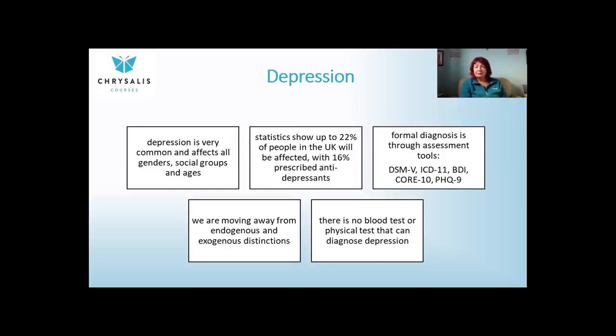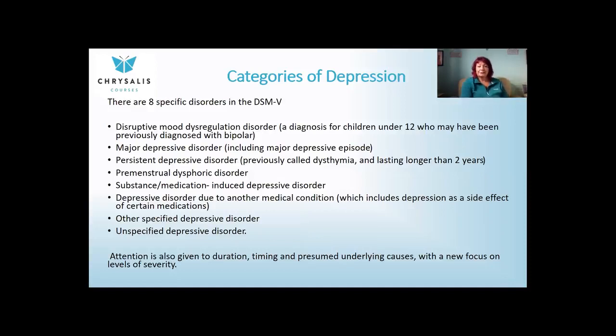So let's look at some of the categories. And there's 8 specific disorders in the DSM-5. So I'll just go through these. So disruptive mood dysregulation disorder. And this is a diagnosis for children under 12 who've previously been diagnosed with bipolar. And I think these are relatively new changes. And of course, we've got bipolar that's diagnosed in adults.